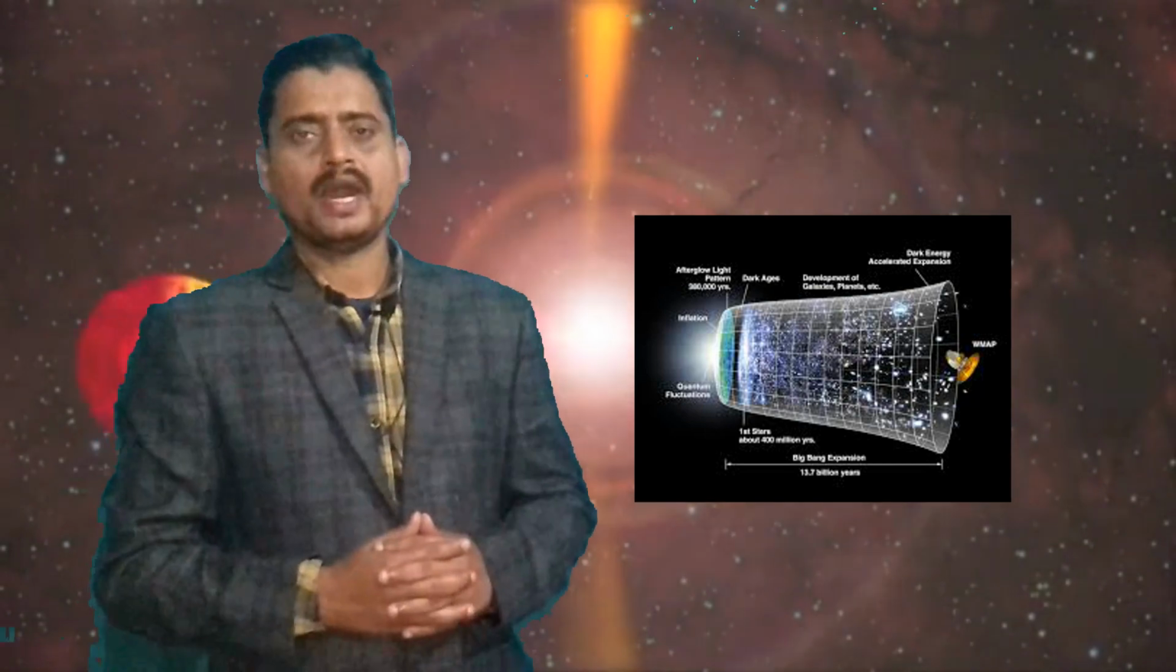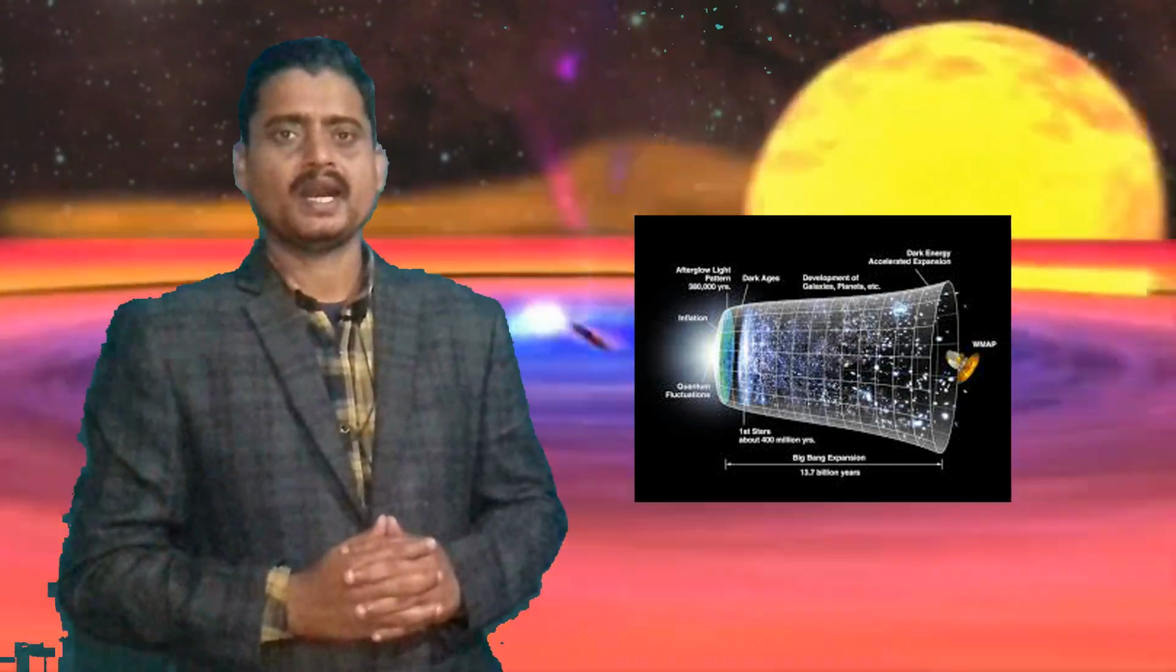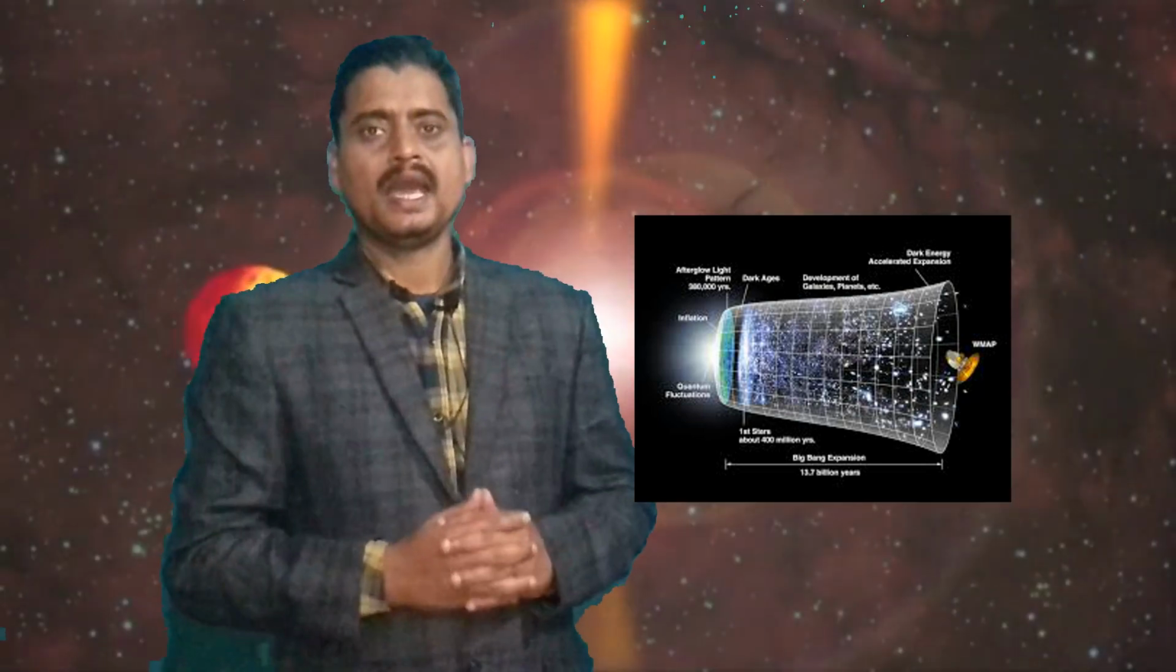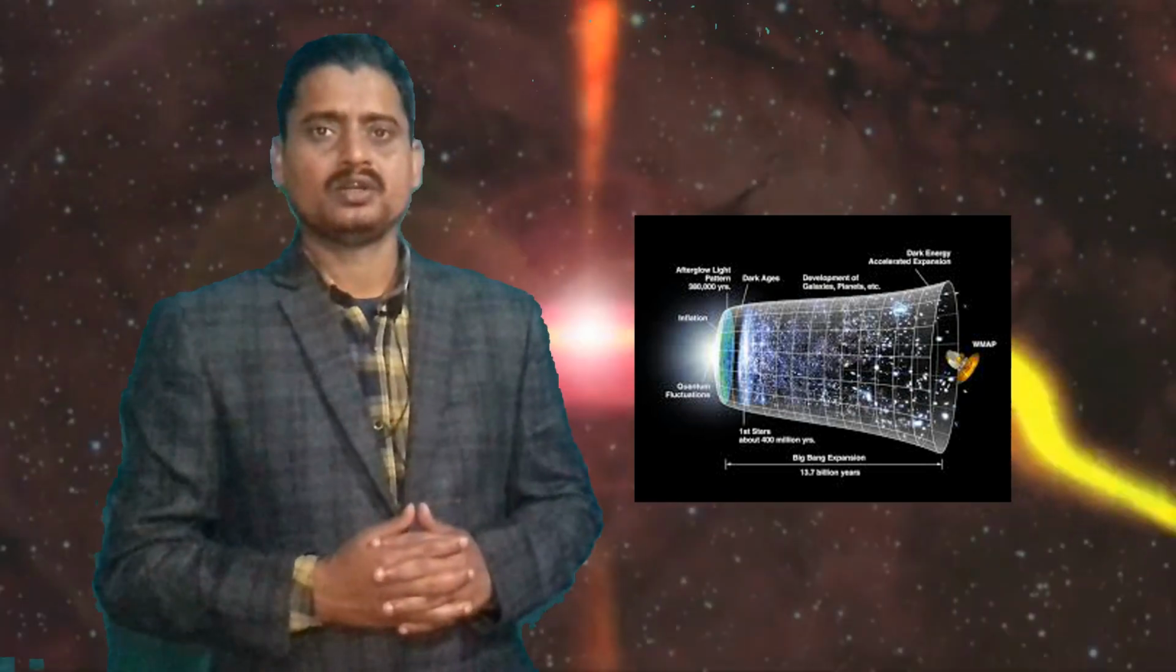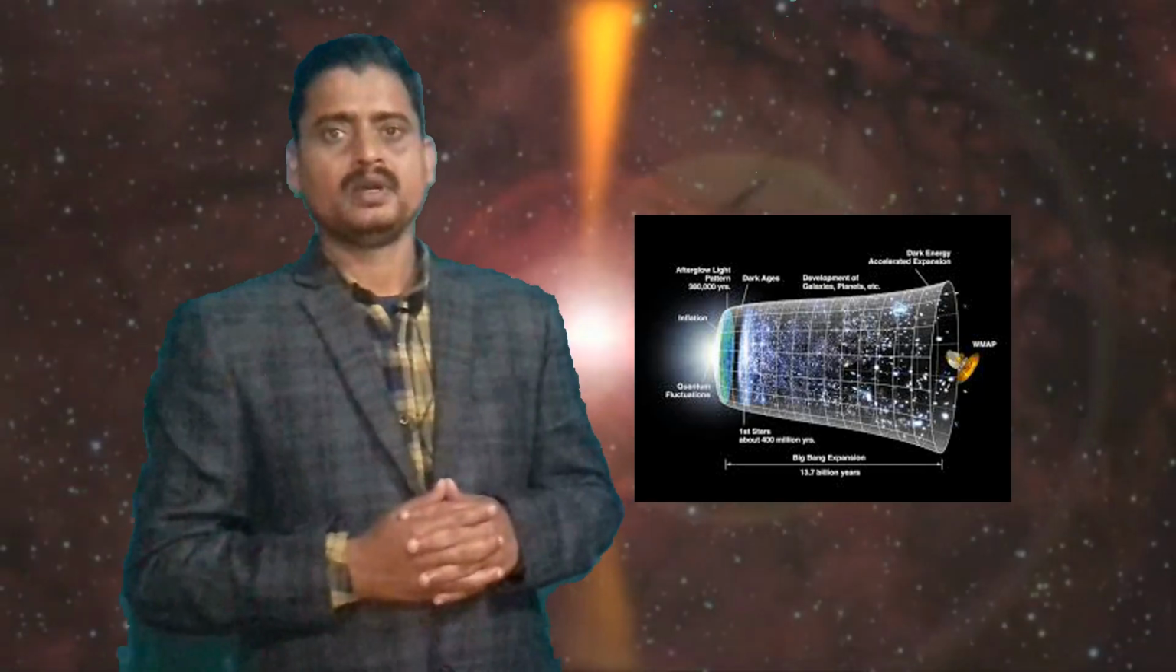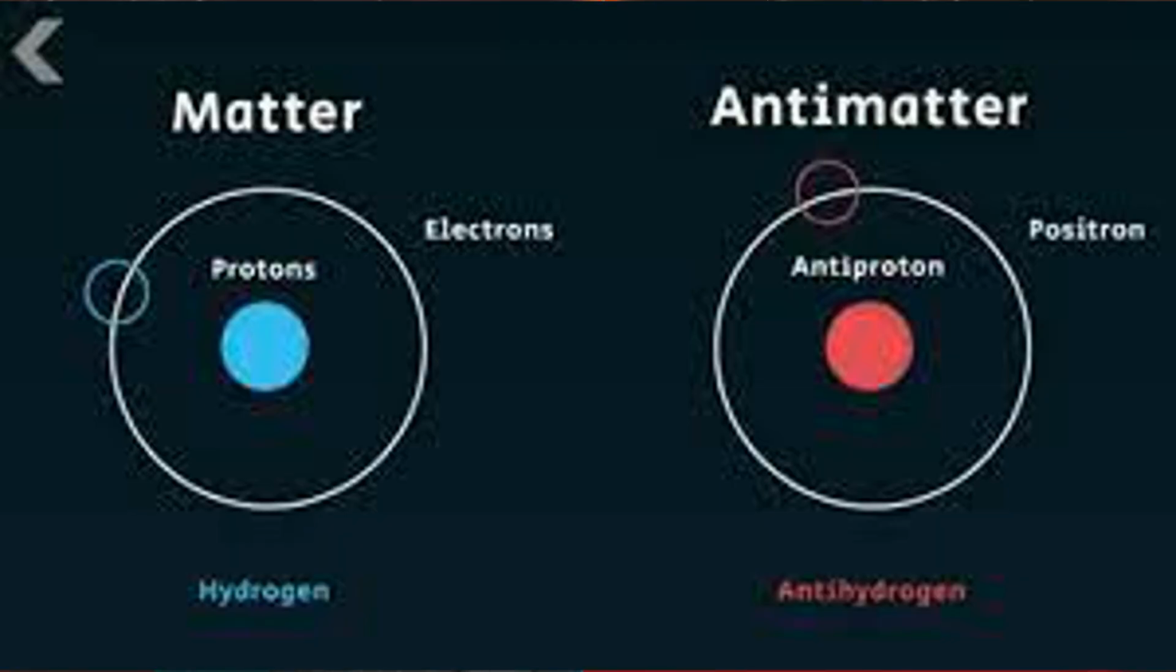What happened to antimatter? If there is no difference between matter and antimatter, or no difference between particle and antiparticle, then why cannot there be antimatter? It means there must be some tiny difference between antiparticle and particle, which we have to discover.